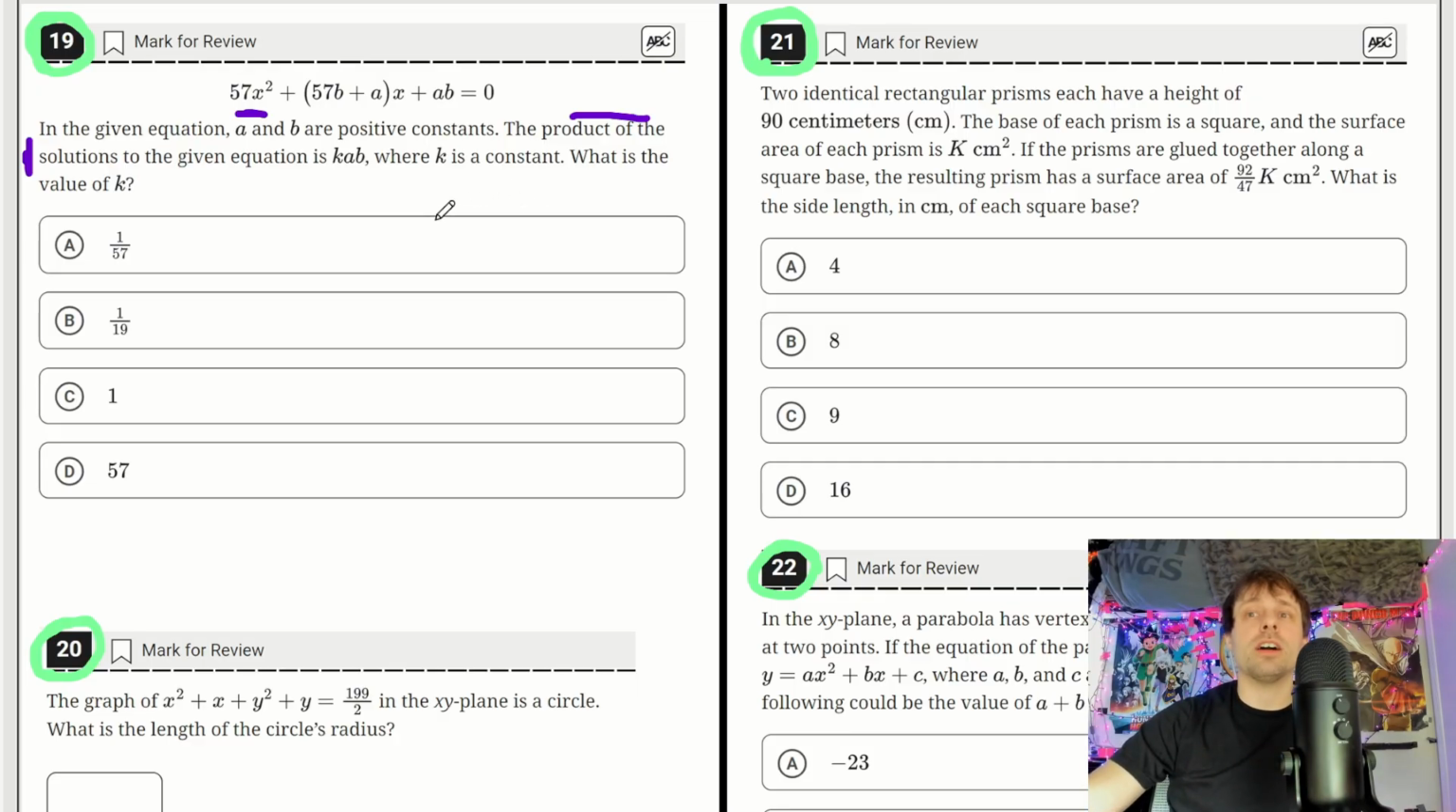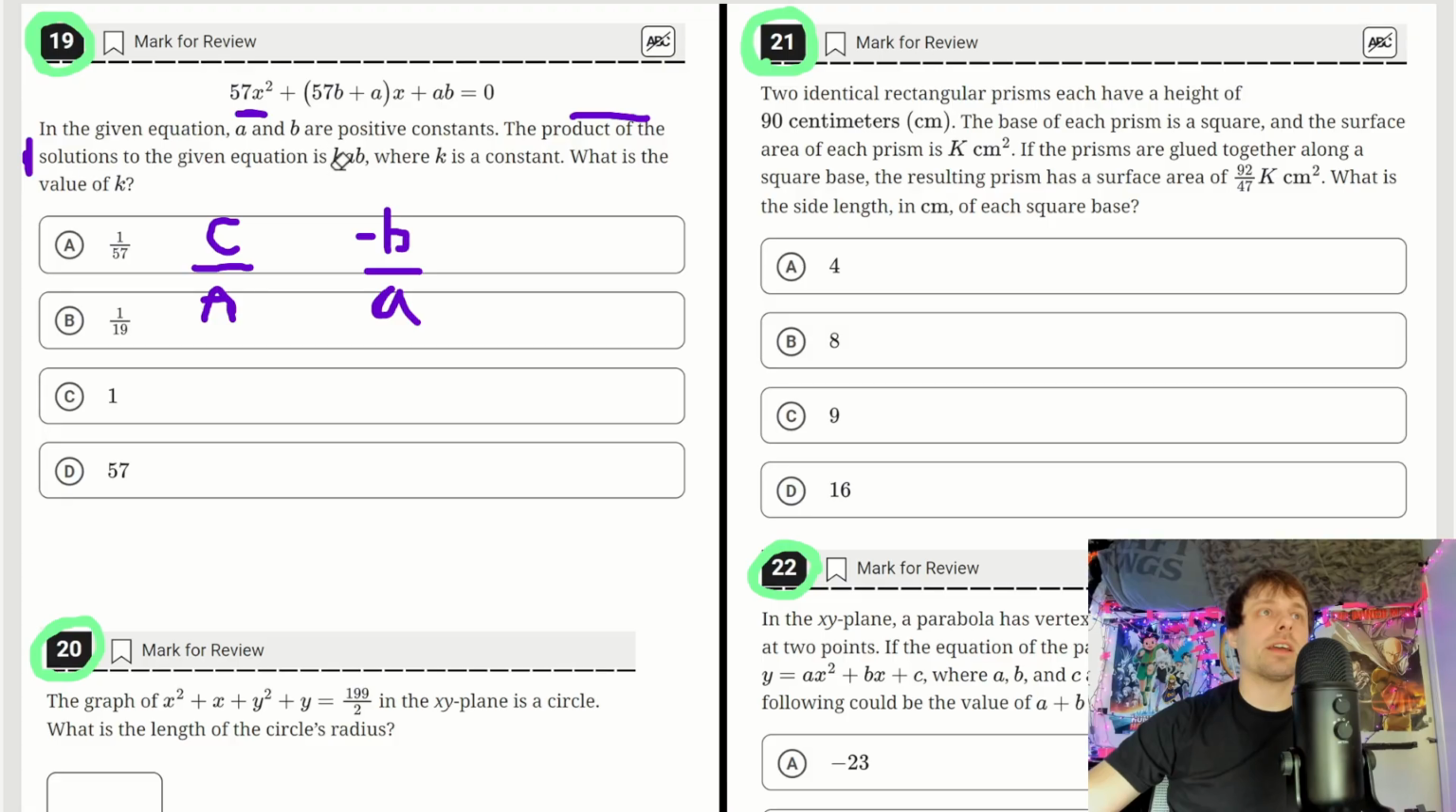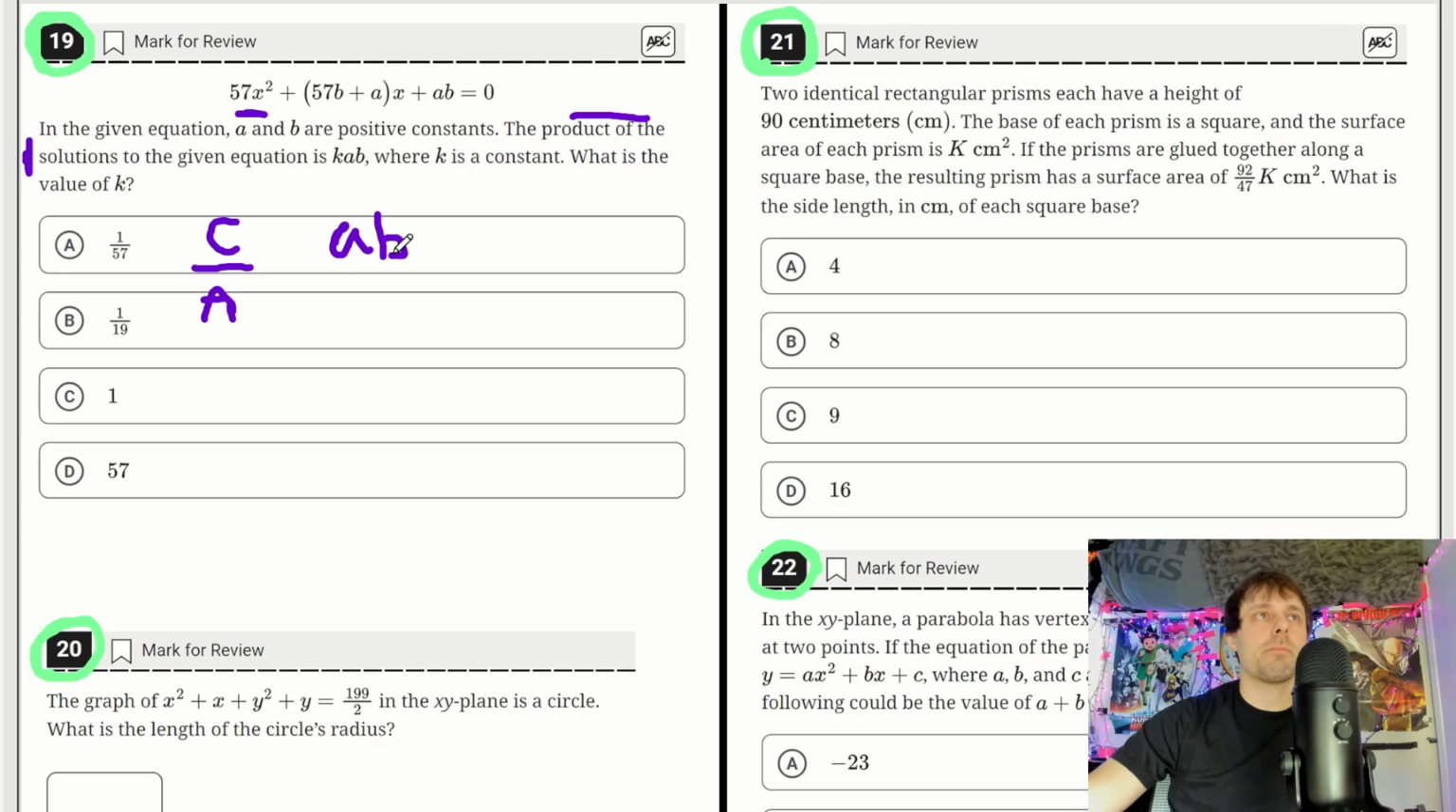Whenever you see product of solutions, it's going to be your c over your a when they're in standard form. If it's ever the sum of your solutions, it's going to be -b over a when they're in your standard form. So again, this is product. So I already know the product of these solutions is going to be c over a. So that's going to be ab over 57.